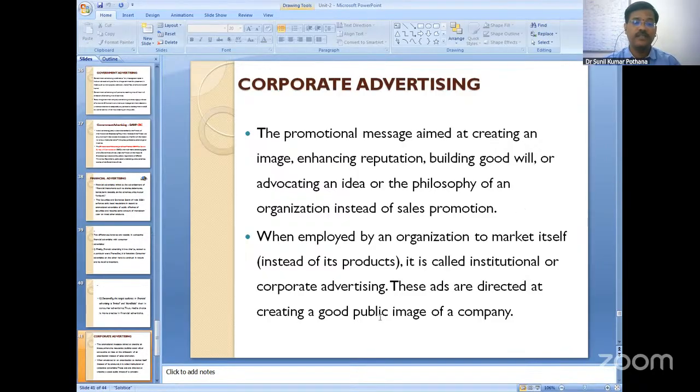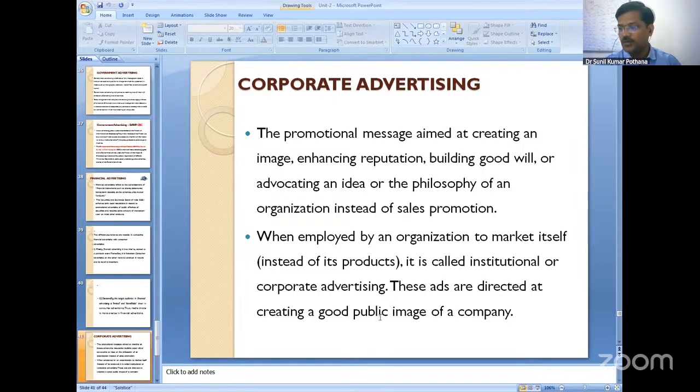Corporate advertising is a promotional message aimed at creating an image, enhancing reputation, building goodwill, or advocating an idea or the philosophy of an organization instead of sales promotion. Their aim is to promote their brand only, not their sales.